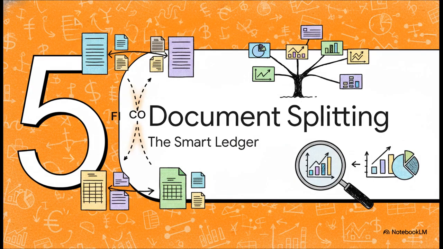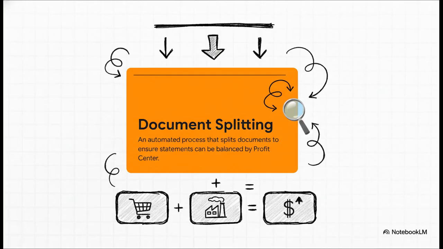All right, let's dive into our last topic, and this one is a really powerful one. It's a feature called document splitting. I'm calling it the Smart Ledger because it lets you get incredibly detailed, almost magical financial reports. So what is it? In a nutshell, document splitting is an automatic process that solves a huge headache in accounting. It takes one single transaction and intelligently splits it up behind the scenes. The whole point is to make sure that you can create a perfectly balanced financial statement for a really small part of the business, like a single department or product line, which we call a profit center.